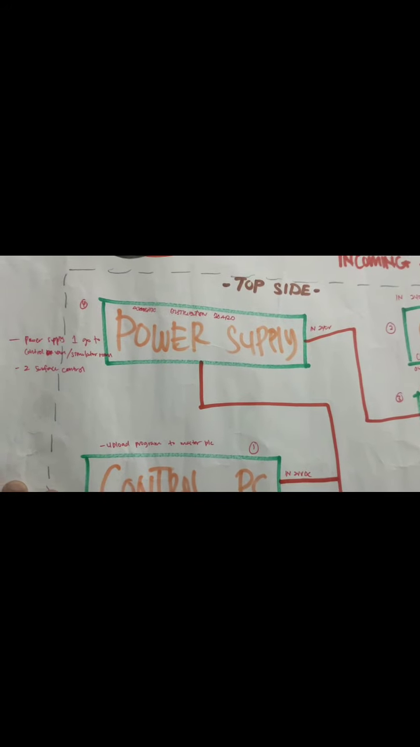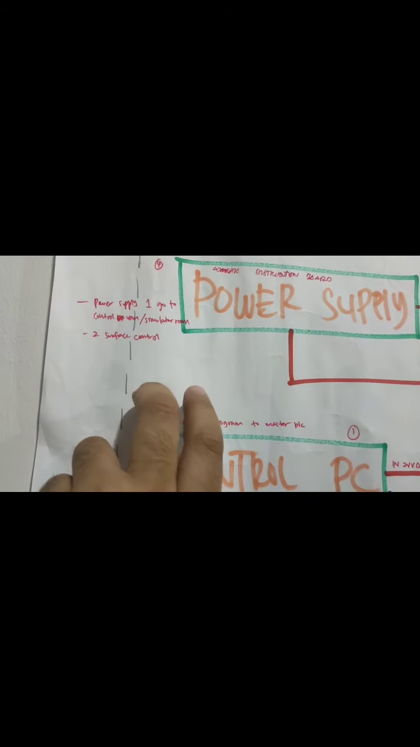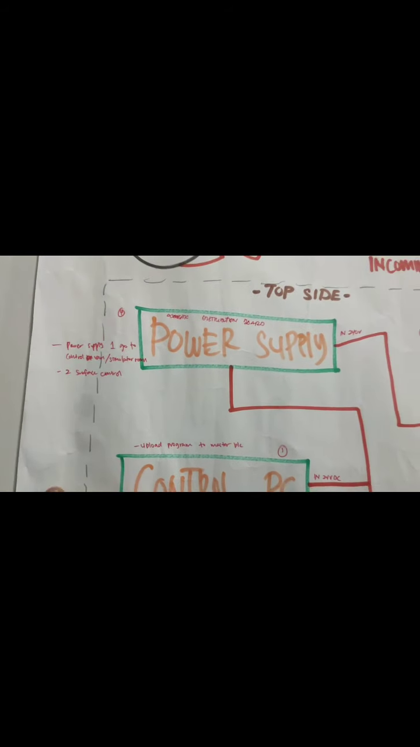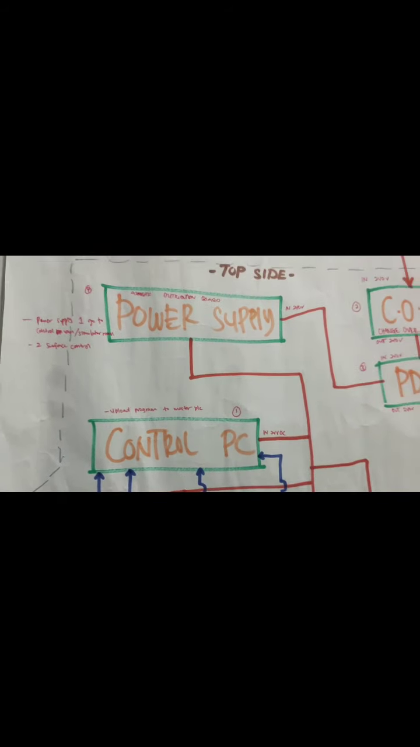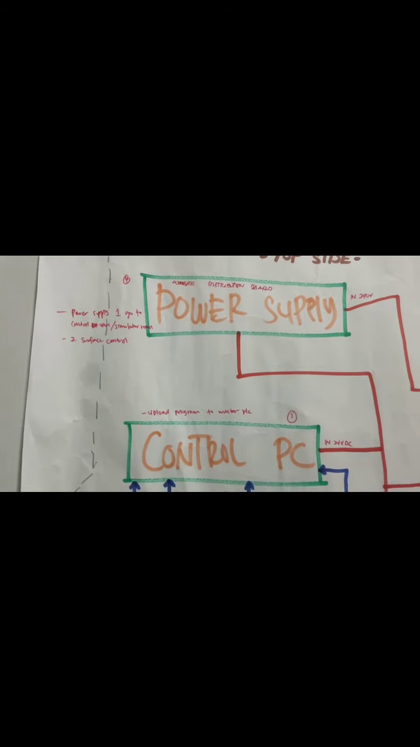Incoming for the simulator is about 240, and the output will be to the PDU, which is 240, and will also produce an output to the power supply, 240. From the power supply here, it will supply power to the surface control and to the control PC.